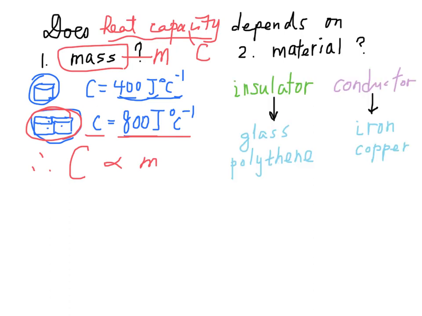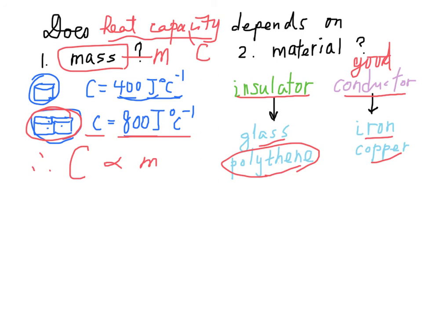Materials can be classified into two types. The first kind is insulator, 絕緣體. Examples of insulators are glass and polyethylene. Polyethylene, this word means 發泡膠. And another type of material is classified into conductor, 導熱體. Examples of good conductor of heat, 好嘅導熱體, are iron and copper, 鐵同銅.